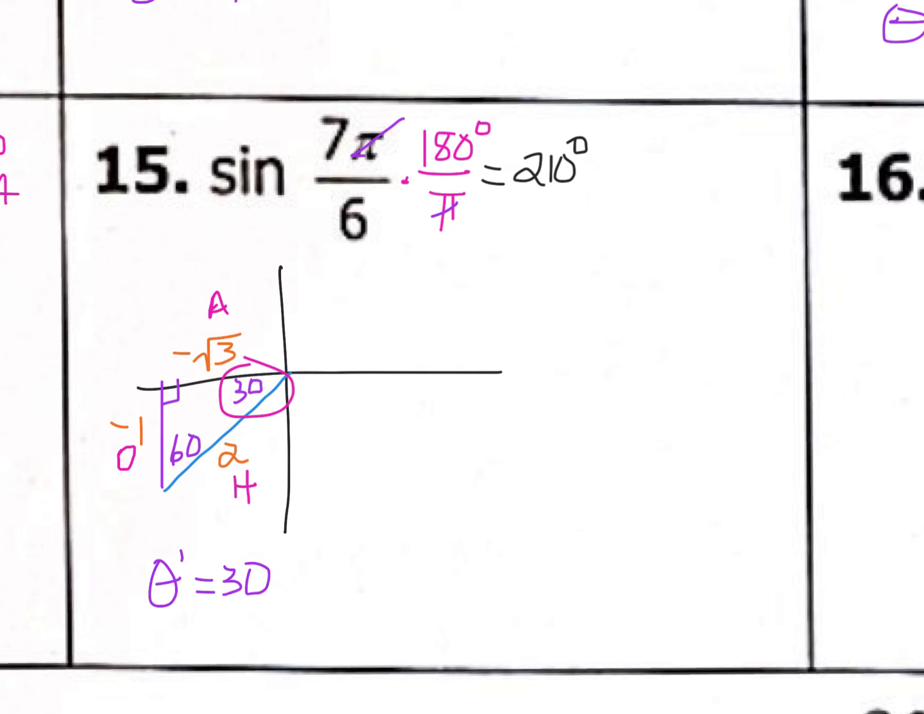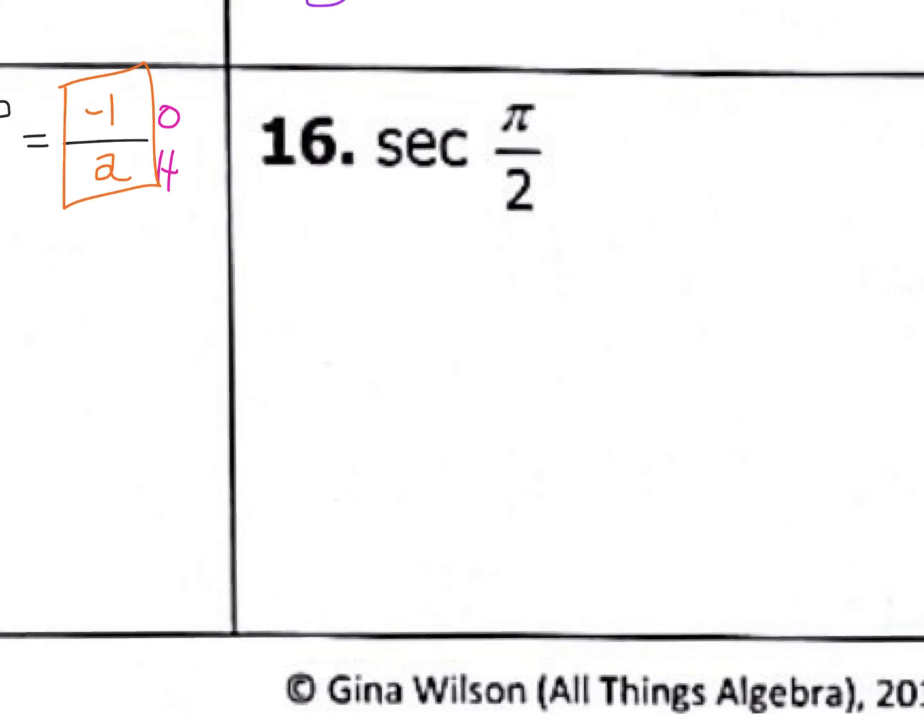So for sine, we have SOH: old hippie. So old is opposite, that's negative 1 over the hypotenuse, which is 2. And so your sine at 7 pi over 6 is negative 1/2, which again makes sense because only tangent is positive in quadrant 3, so sine must be negative.